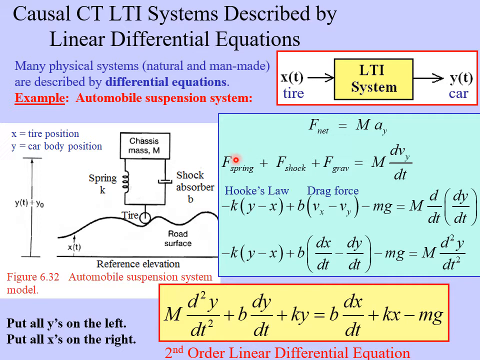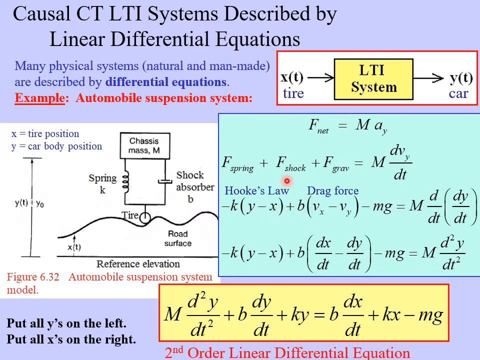There's the spring force, which by Hooke's law is going to be minus k. Now the difference here is instead of just x, it's y minus x, because what's key here is the displacement of the spring. So that means the upper position of the spring, y, minus the lower position of the spring, which is given by x. That's the displacement. So that's why we have minus k times (y minus x).